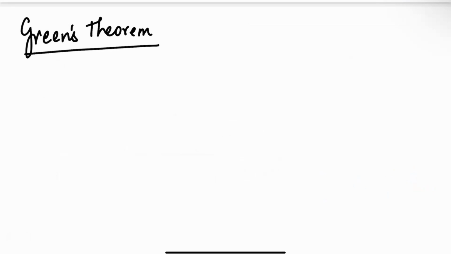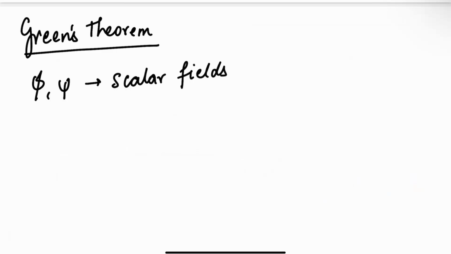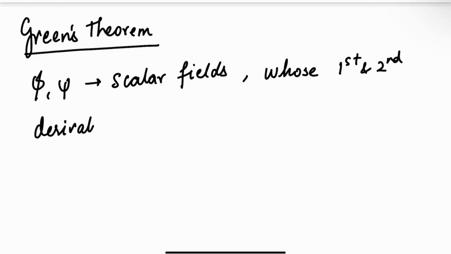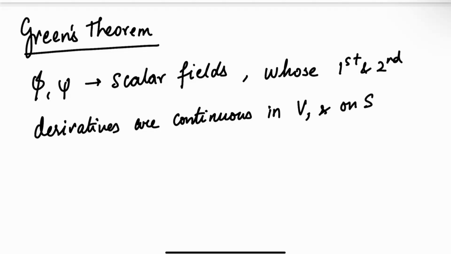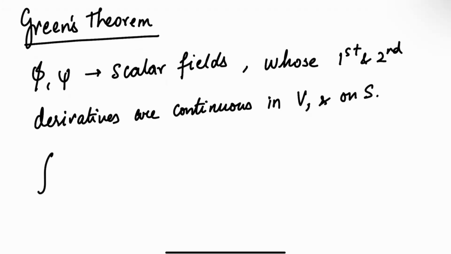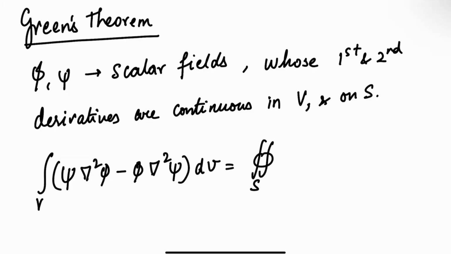It says that if I have two scalar functions, phi and psi, which are scalar functions of position or scalar fields, whose first and second derivatives are continuous in this volume V, and on the surface of the volume S, then they satisfy this relationship: the volume integral of psi Laplacian phi minus phi Laplacian psi dV is equal to the surface integral of psi d phi over dn minus phi d psi over dn.